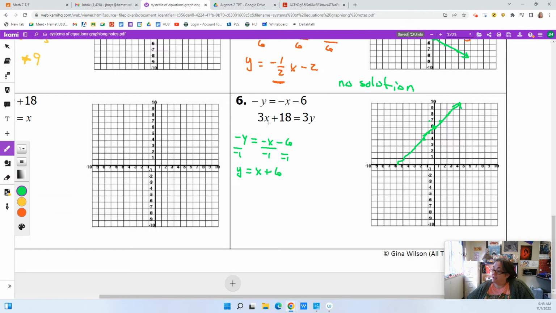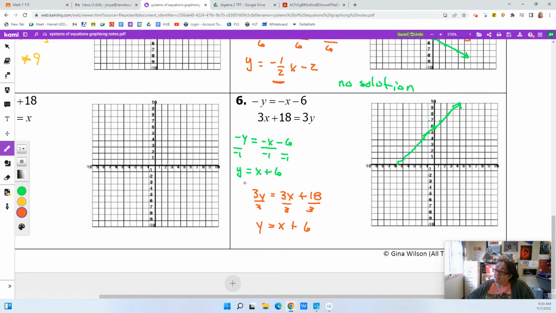The next line, I've got 3x plus 18 equals 3y. I'm going to rewrite this as 3y equals 3x plus 18. Same thing, right? I just put the 3y on the other side. They mean the exact same thing. But this way, all I have to do to get it into the right form is divide everything by 3. I get y equals x plus 18 divided by 3, which is 6.